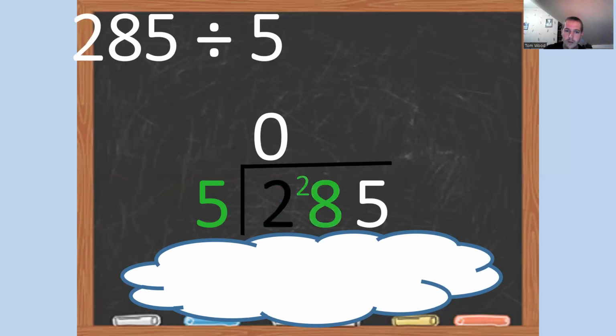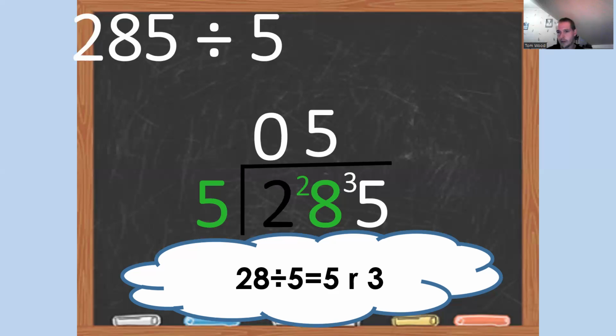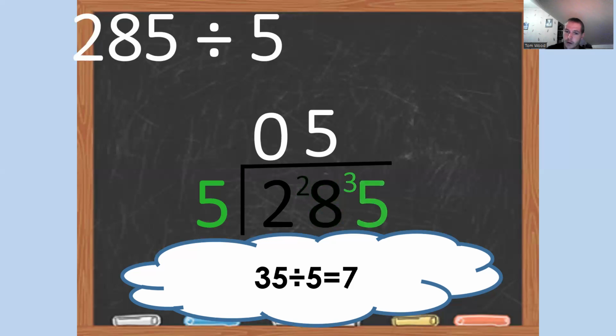So now we look and say, how many times does 5 go into 28? We can write our 5 times table down the side there. And we're going to find out that 5 goes into 28 5 times, and there's 3 left over. So that 3 left over is going to move to the column to the right, and our 5 lots of whole numbers goes on top. So finally, how many times does 5 go into 35? That's going to be 7 there. So our answer is going to be 57.